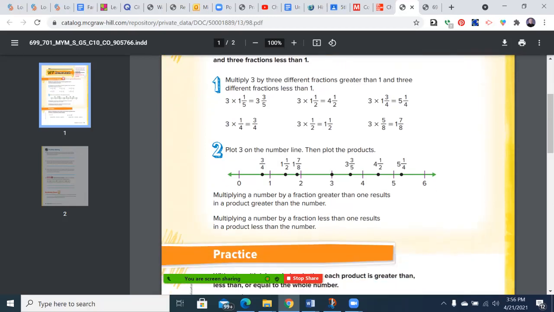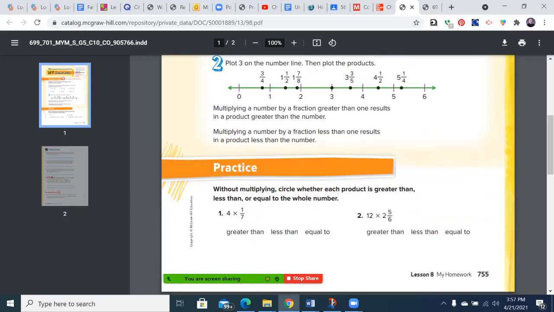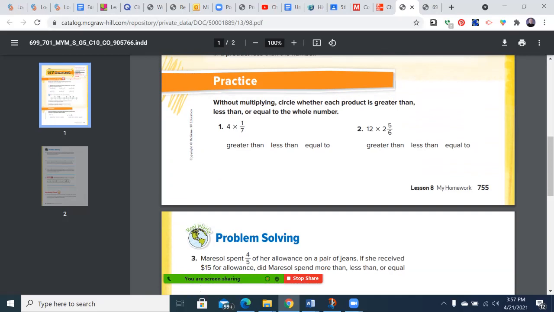And then we're going to see how they compare. What you're going to notice is that when you multiply by a number greater than 1, your product or answer is larger than the whole number. If you are multiplying by a fraction that's less than 1, such as a quarter, a half, or 5/8, your product or answer is smaller than the whole number. I know this was a question that came up in a recent math class, but now you're seeing it put into place.